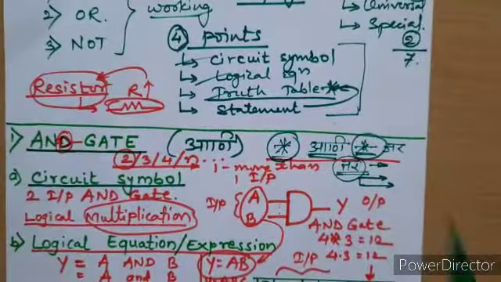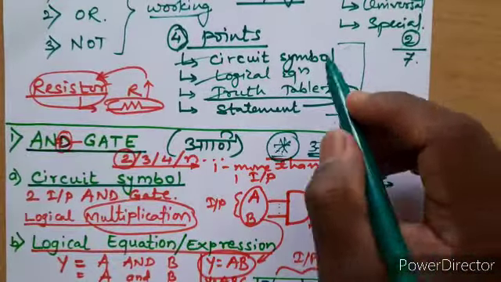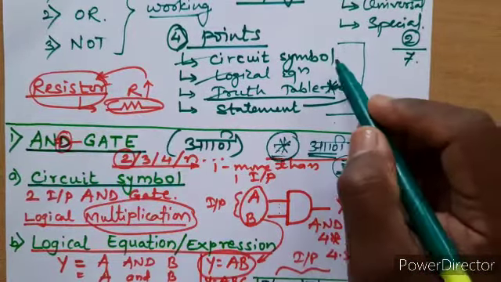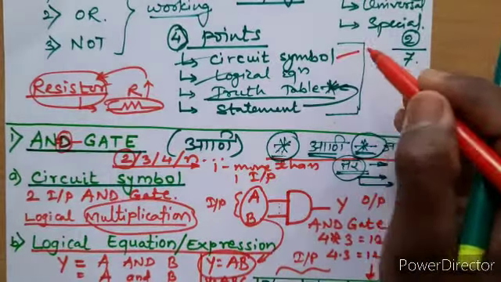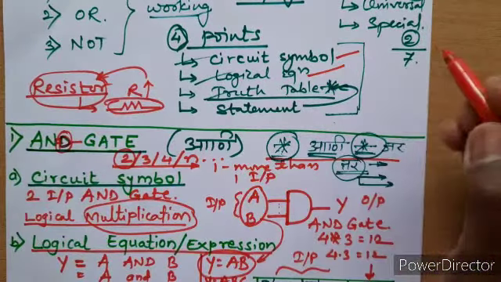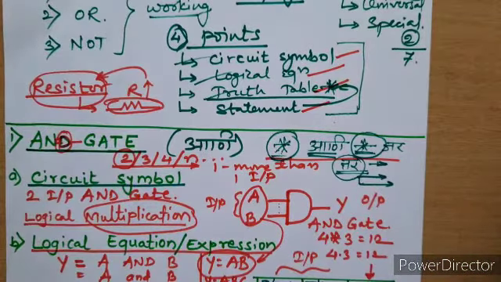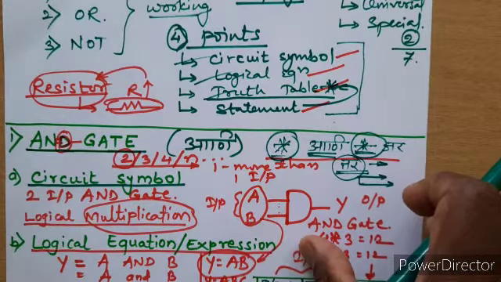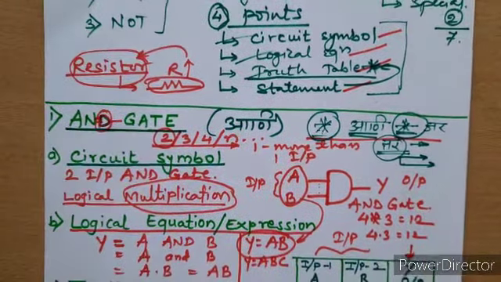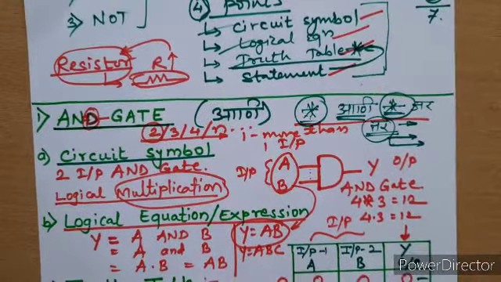So you can see we have understood this basic gate, this AND gate, based on these 4 points: circuit symbol, its logical expression or equation, truth table, and statement. Okay, so I hope this is clear for you, right?